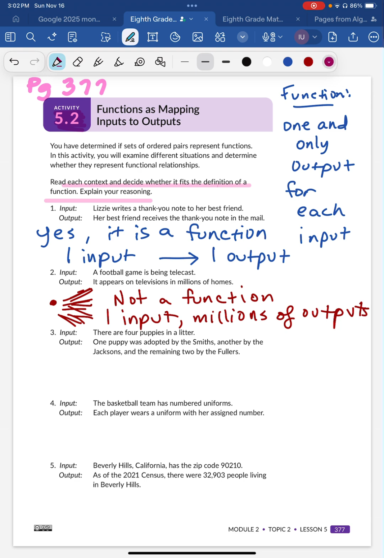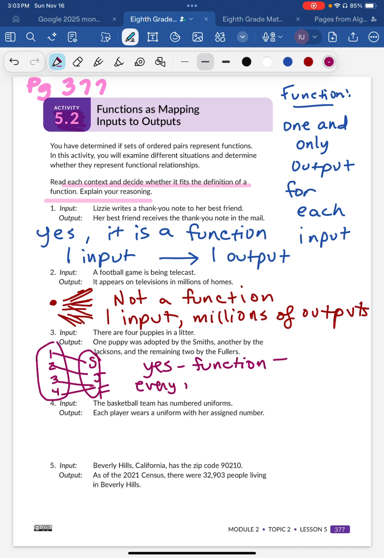There are 4 puppies in a litter. So let's say one, two, three, four. One puppy was adopted by the Smiths. I'm going to put S for Smiths. Another by the Jacksons, and the remaining 2 by the Fullers. Yes, this is a function because every input goes to a different output.